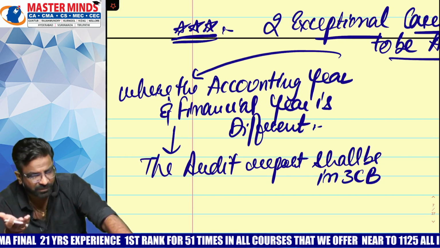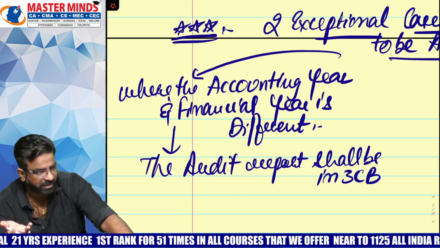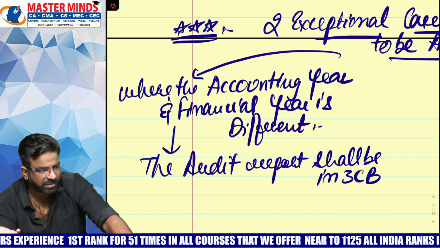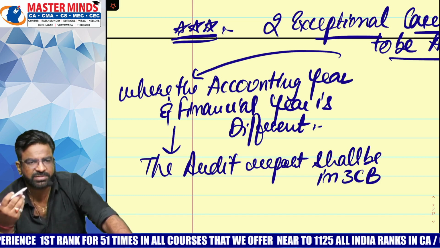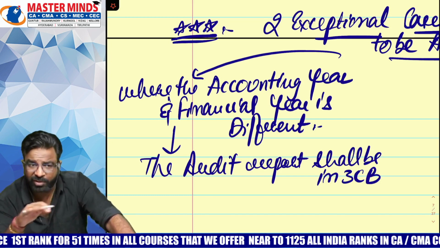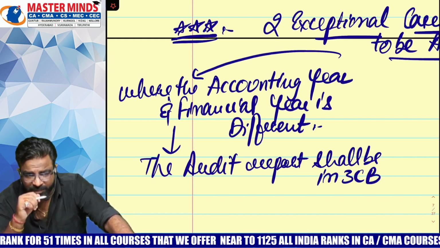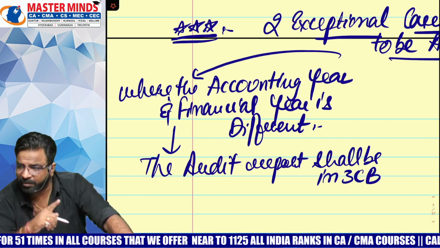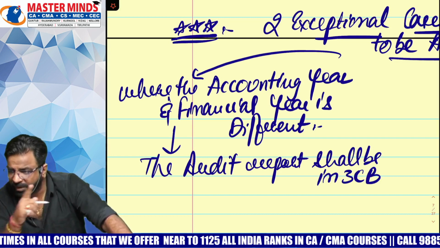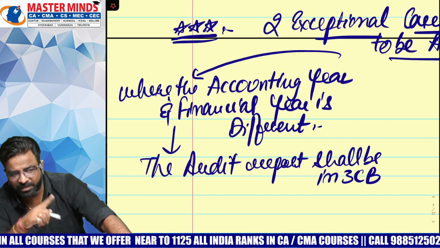Suppose the company is following a different financial year, there is no harm in that. You are following a different financial year and that financial year gets over in, say for example, October. But your cutoff is what? September. The Income Tax Act asks you to file the report by what? September. But unfortunately, statutory audit is being done or not done?